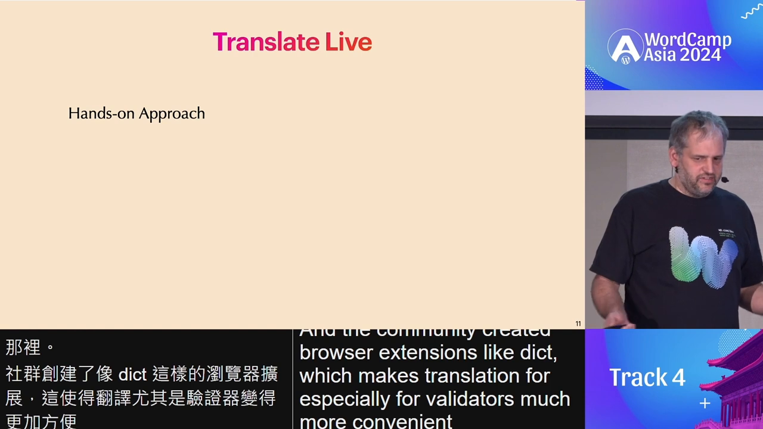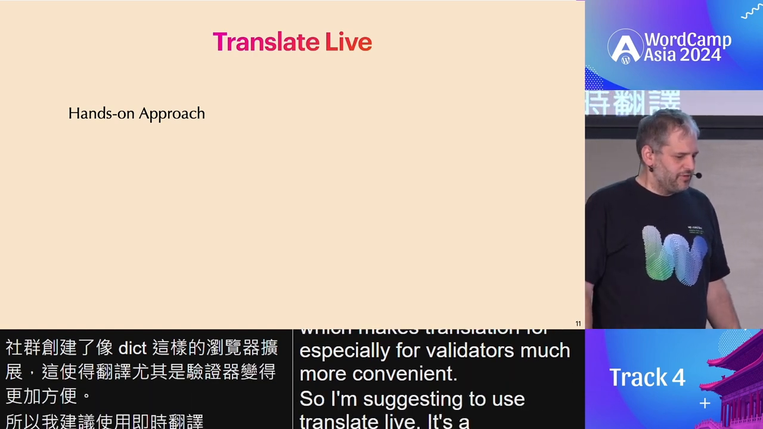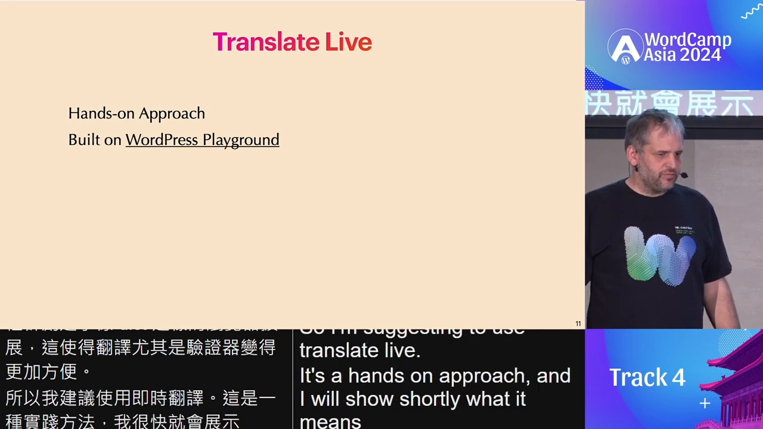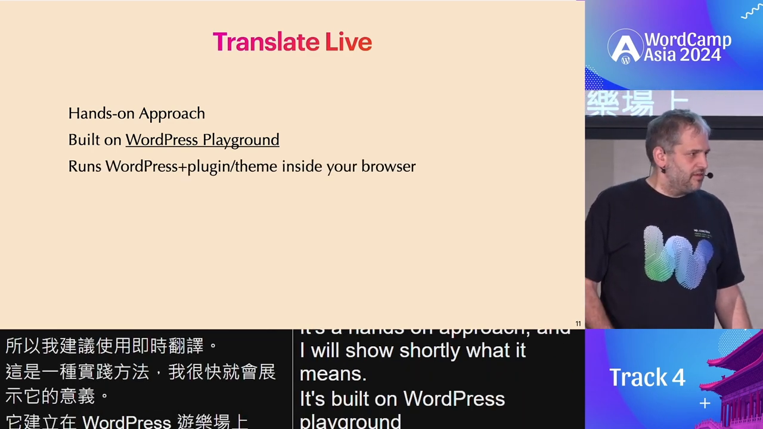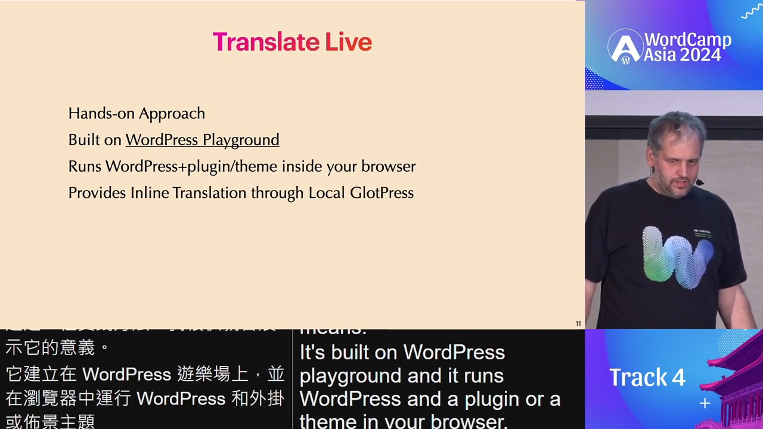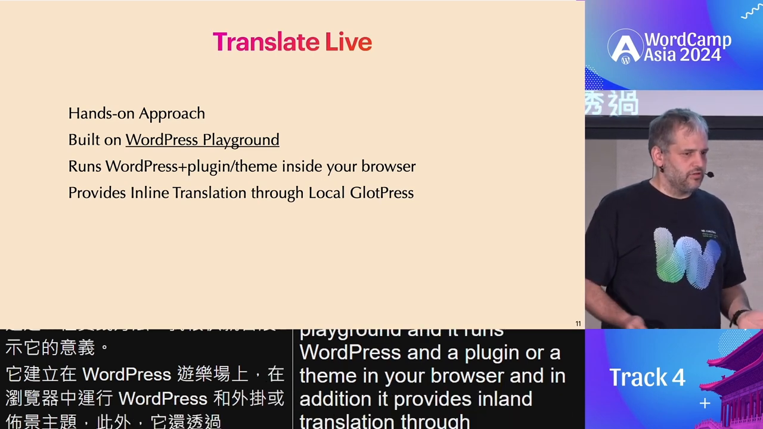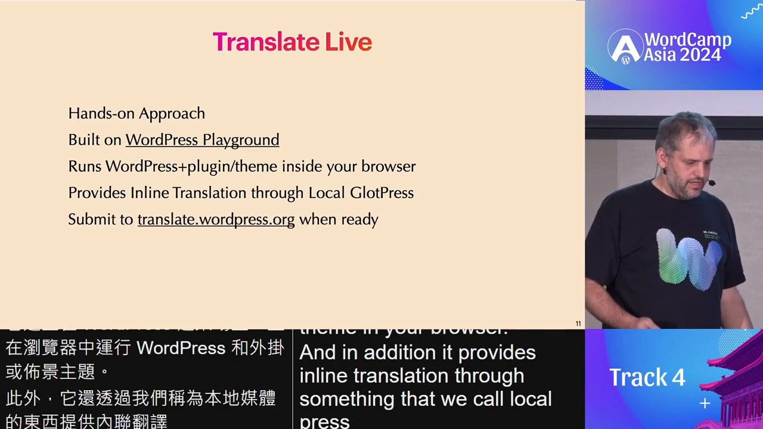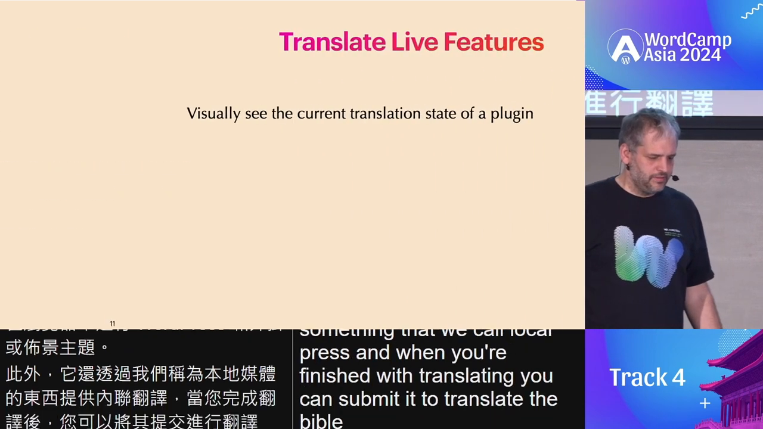So I'm suggesting to use Translate Live. It's a hands-on approach, and I will show shortly what it means. It's built on WordPress Playground, and it runs WordPress and a plugin or a theme in your browser. And in addition, it provides inline translation through something that we call Local GlotPress. And when you're finished with translating, you can submit it to translate.wordpress.org.